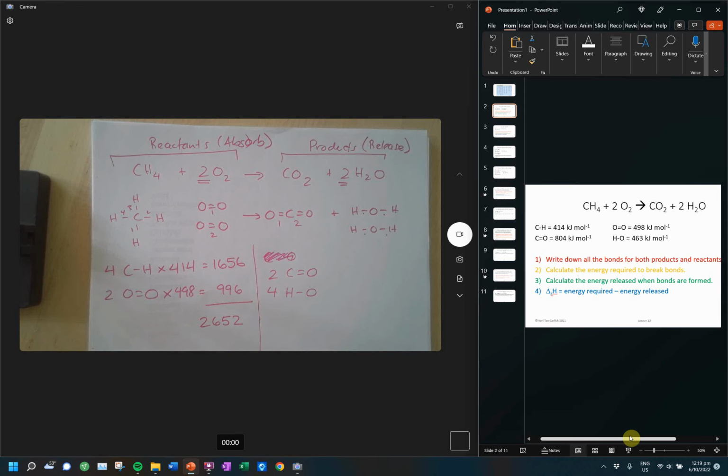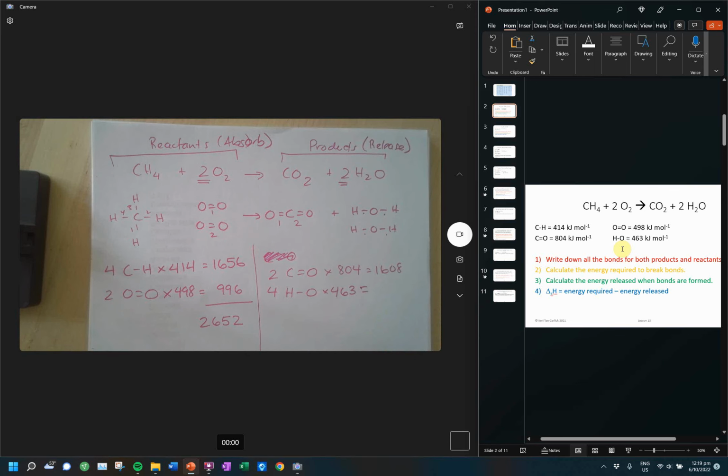Then I go and calculate the energy that's going to be released when these bonds are formed. So the carbon-oxygen double bond is 804. So 804 times 2, which is 1608. And then the hydrogen-oxygen one is 463.